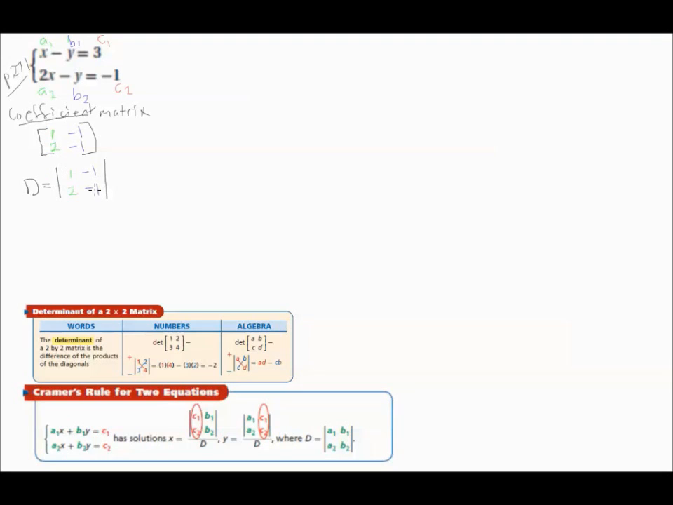I go down a diagonal and multiply those elements. So I'll say 1 times -1. If we want, we can keep it in the same colors. I'm going to have 1 times -1, and then I'm going to subtract my up diagonal product. So I'll get 2 times -1.